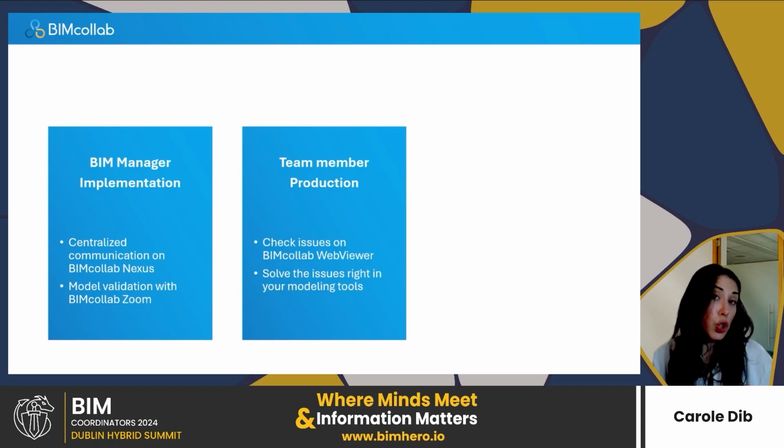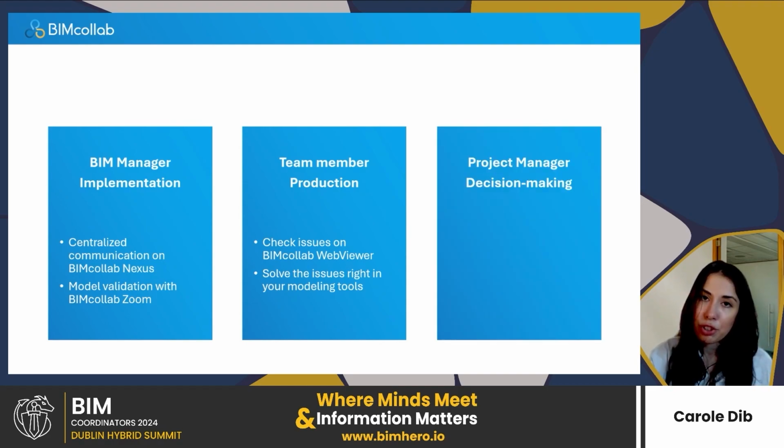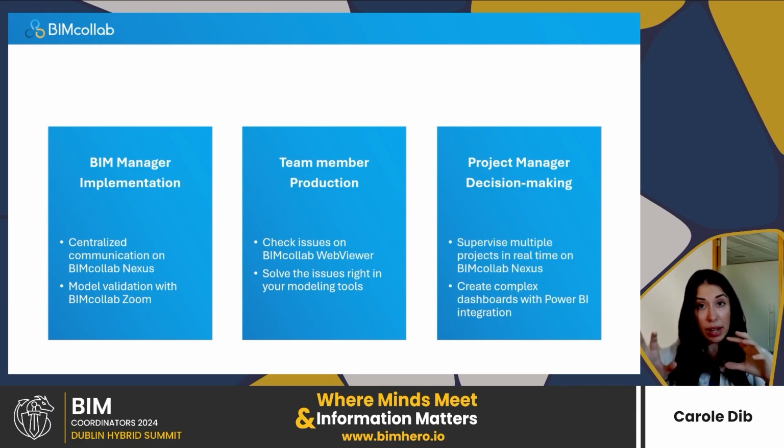They can check the issues on the web viewer online, anytime, anywhere. They can solve the issues right in their modeling tools, whether that be Revit, ArchiCAD, Tekla, anything. It's a very easy collaboration depending on the different points of view of stakeholders. And third of all, of course, the project manager will be able to make better, faster decisions, because they can supervise multiple projects at the same time on BIM Collab Nexus, but also they can create complex dashboards to follow up the progress of the project through the Power BI integration with our ecosystem.